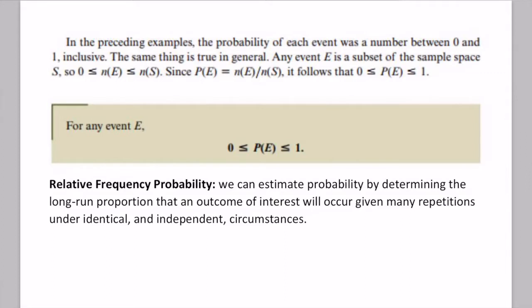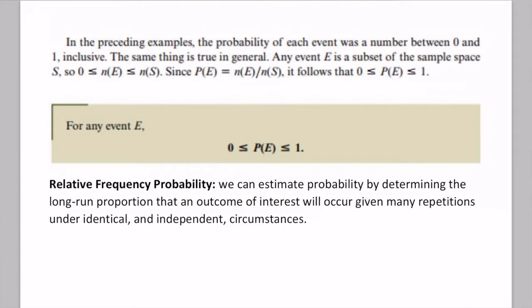In the preceding examples, the probability for each event was a number between 0 and 1, inclusive. The same thing is true in general. Any event E is a subset of the sample space S. So 0 is less than or equal to n(E), which is less than or equal to n(S), the number of outcomes in the sample space. Since P(E) is equal to n(E) over n(S), it follows that 0 is less than or equal to the probability of the event, which is less than or equal to 1.